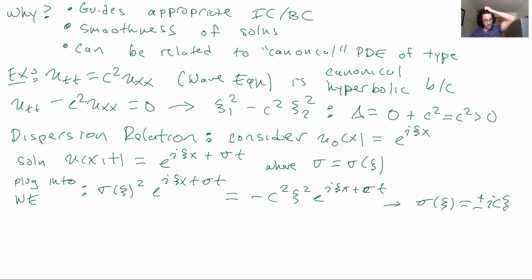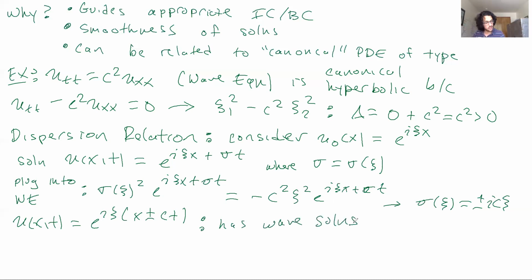This implies that sigma of xi is equal to plus or minus i c xi. And this really bears upon how these different wave functions travel along according to the wave equation. So u of x,t is equal to e to the i xi (x plus ct). And we see something that's similar to what we saw in the transport equation. We have these, not surprisingly, wave solutions, but the waves can travel forward or backwards. And this is really typical of hyperbolic PDE. You have forward and backward traveling wave type solutions.